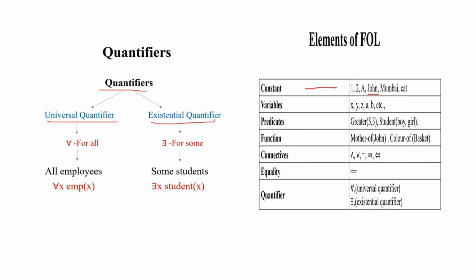For example, "all employees" uses the for-all symbol, with X as the variable, written as employee of X. X is bound to the variable. And for "some students," we have there exists, student of X. Here we use "for some," and student is stored with the variable X. This is the basic element of the structure for making an FOL statement.